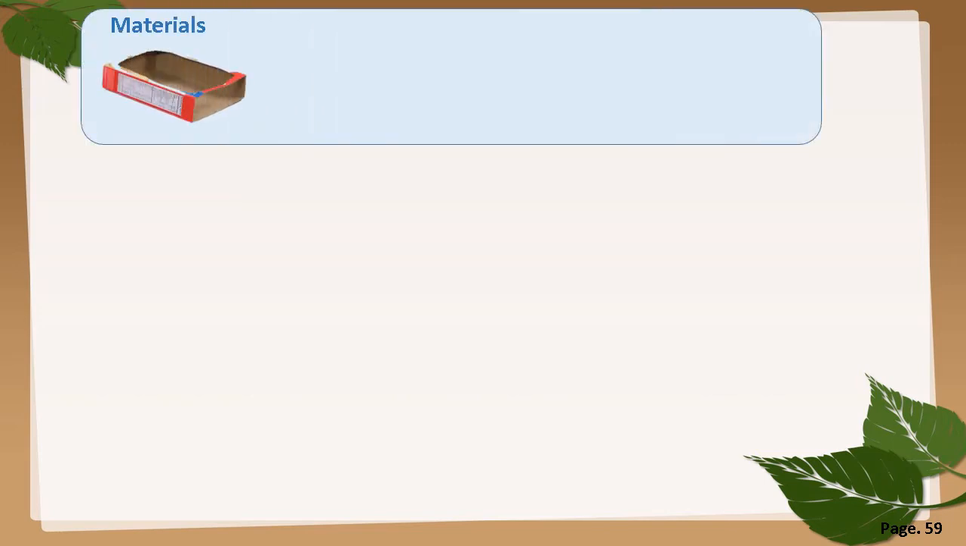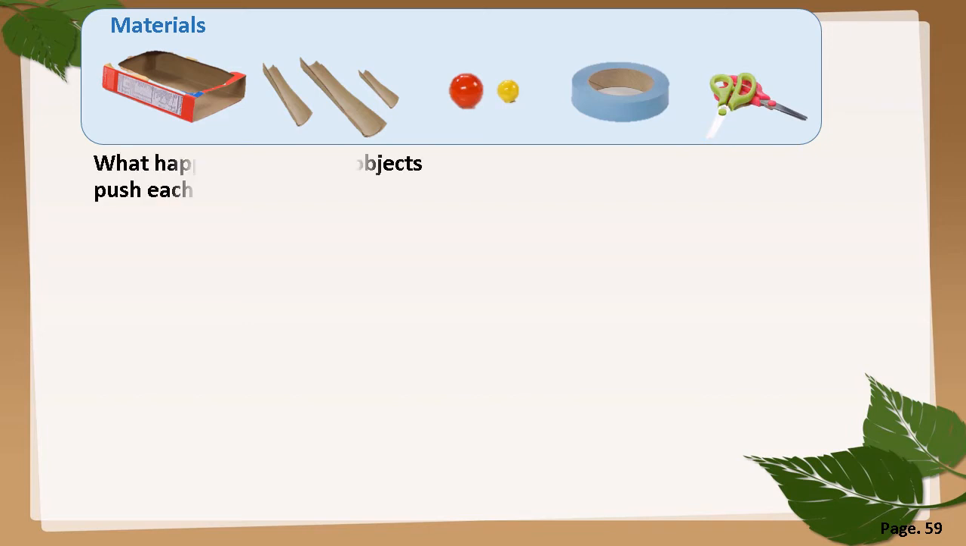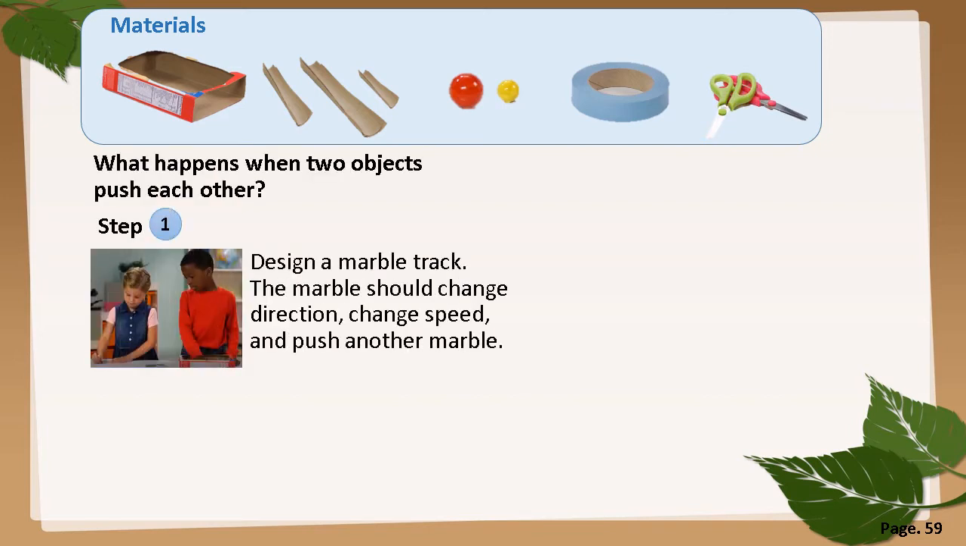And now we will move on to talk about our hands-on activity on page 59 in our science book. The materials needed for this activity are a cardboard box, toilet paper rolls taped together, a large marble, a small marble, tape, and some scissors. For step 1, the kids have to design a marble track. The marble should change direction, change speed, and push another marble.